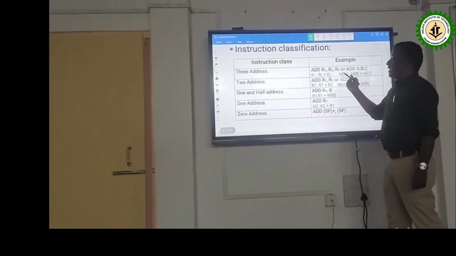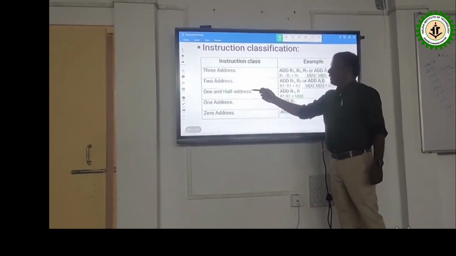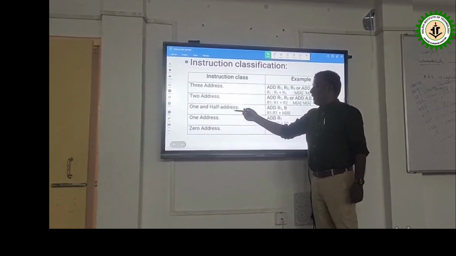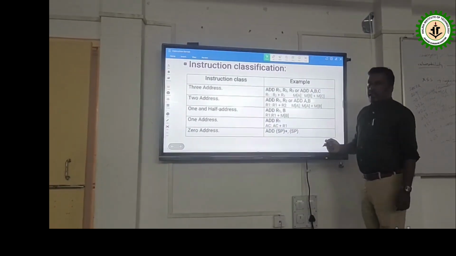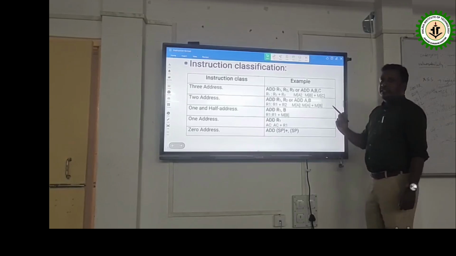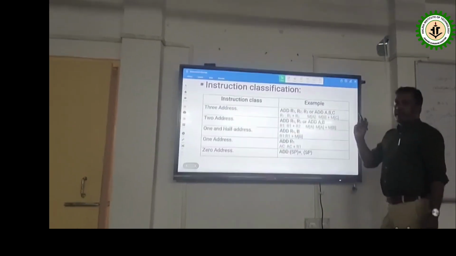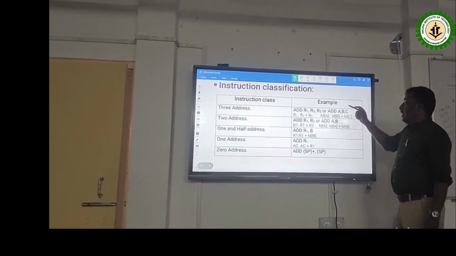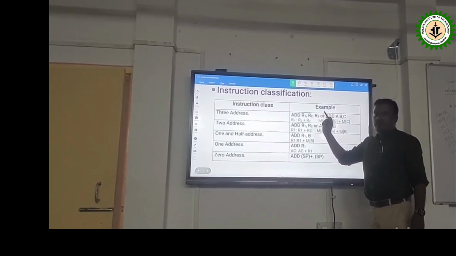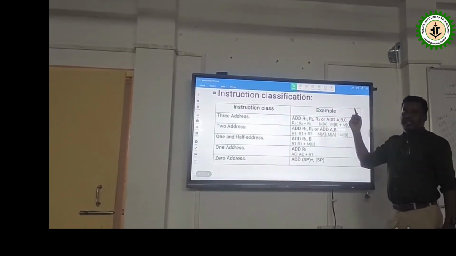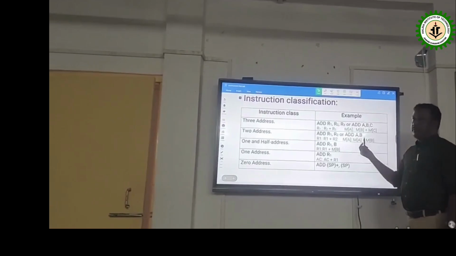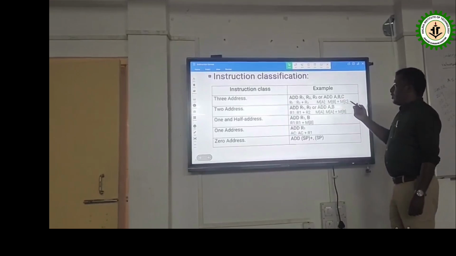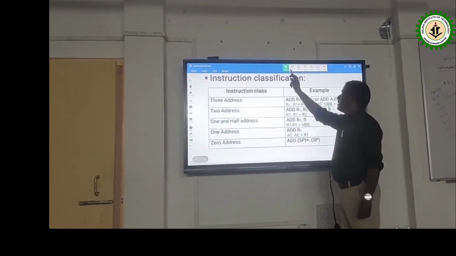So instruction is basically classified into these 5 types, that is 3 address, 2 address, 1 and a half address, 1 address and 0 address instruction. We know that an instruction is a combination of operation code and the operands. The operands are basically the data on which the processor operates. The operands basically reside in main memory or in different types of registers or different types of accumulators.